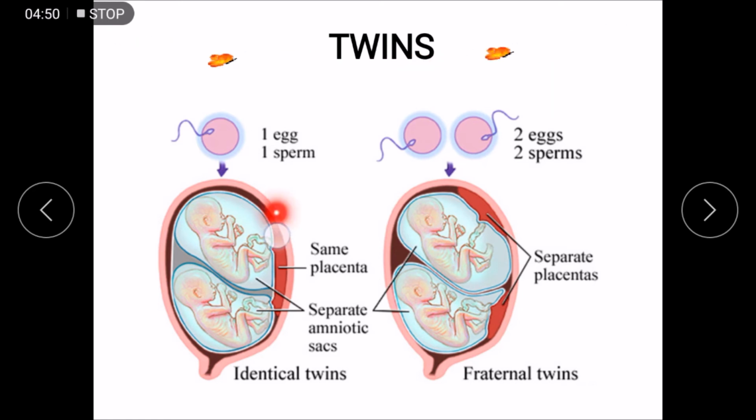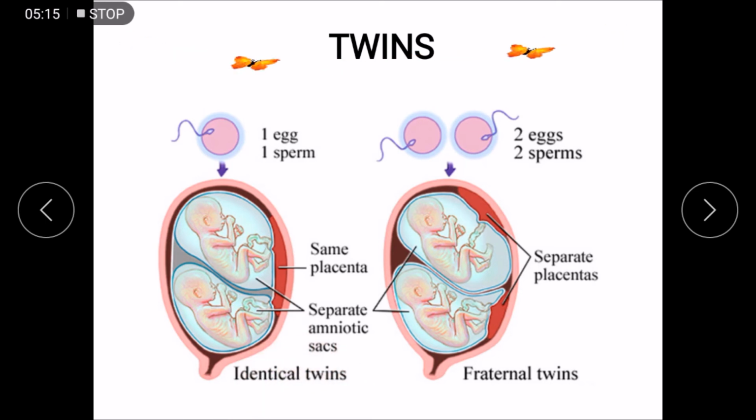When they divide into 2 complete cells, they still have the same placenta, because this placenta is made of the ovum, the cytoplasm, the wall, the membrane of the nucleus of the ovum. So it still has the placenta there. But they have 2 cells, so they will have 2 separate umbilical cords but 1 placenta. Then we call this identical twins.